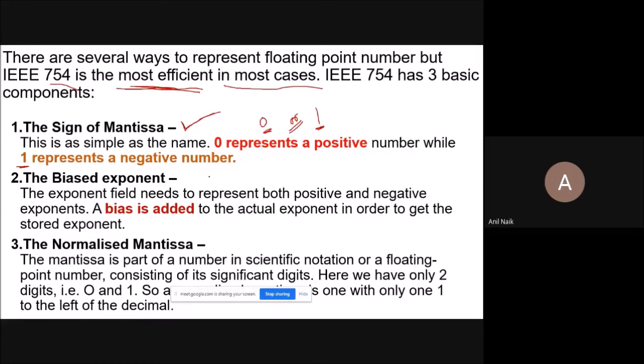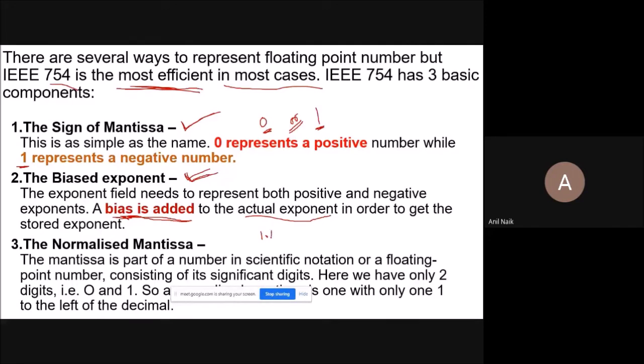The biased exponent. This is very important while converting a number to single precision or double precision. In the biased exponent, the exponent field needs to represent both positive and negative exponents, so the bias is added to the actual exponent. So while converting the decimal number to single precision or double precision, we need to add a bias to the exponent value.